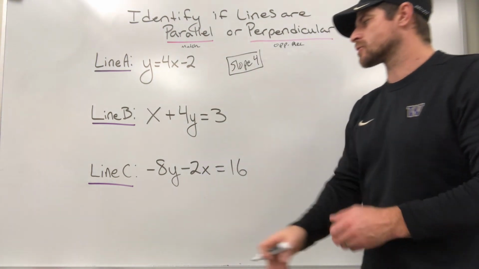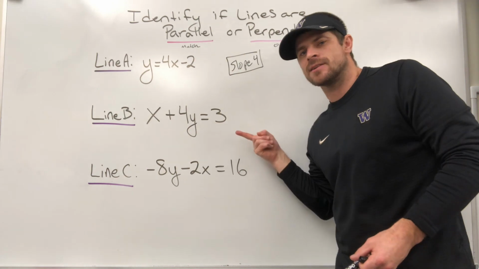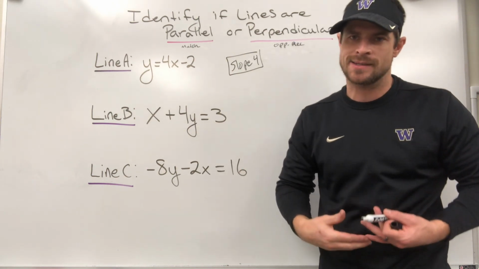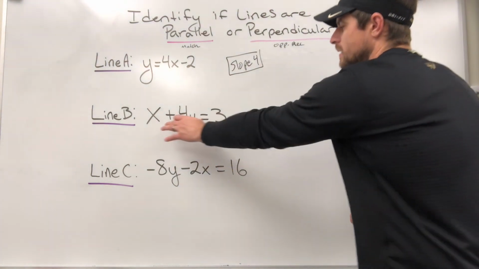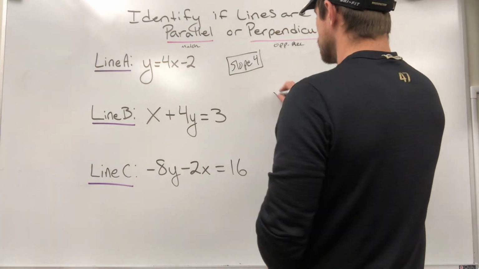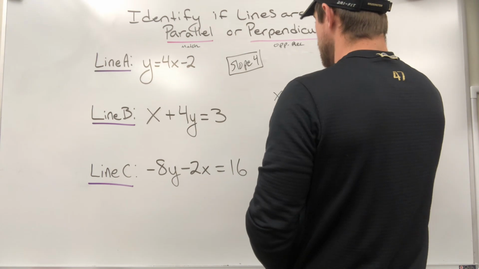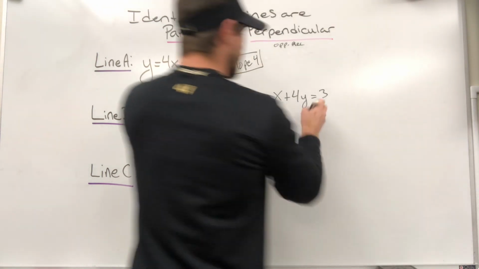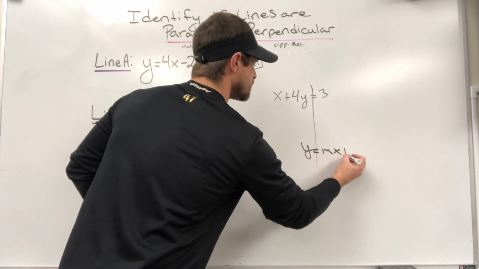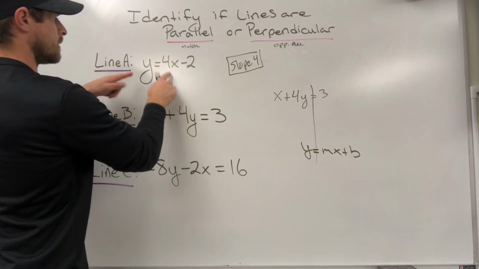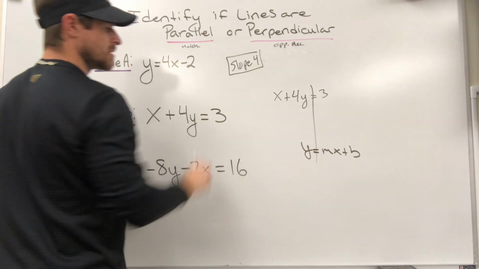x plus 4y equals 3. This is written in standard form. Now, standard form doesn't necessarily give you the slope right then and there. You can't just pull it out of it. You have to manipulate, change the equation a little bit. So we're going to say x plus 4y equals 3, and I want to rearrange these terms so I can get it into y equals mx plus b form, so I can just steal that number as the slope.